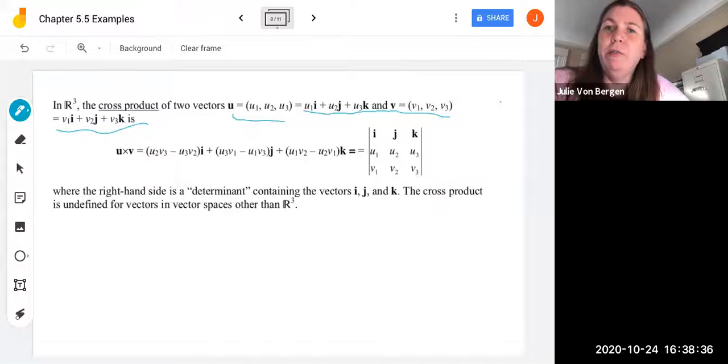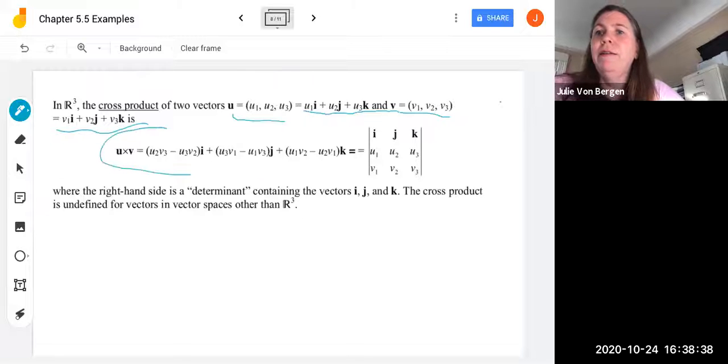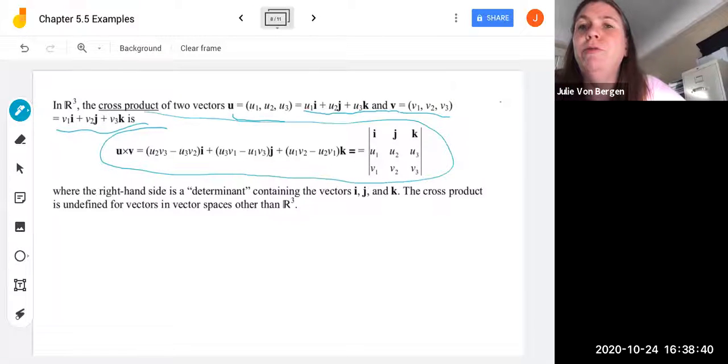So we define the cross product here as u2 v3 minus u3 v2 multiplied by i. And so this is kind of like what we saw when we did the cofactor expansion. So for i, the components that it gets multiplied by is the determinant of these other four elements or components that are not in the same column or row as i. So essentially you can think about this as the cofactor expansion.